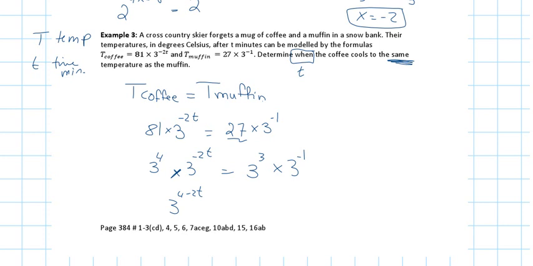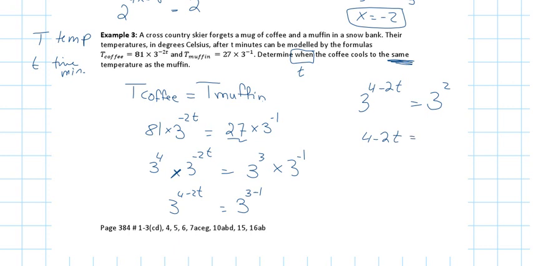For the right side, same thing. I'm going to have to add my exponents. So that's 3 plus negative 1, that's 3 to the power of 3 minus 1, which is 3 squared. Now it looks like the first couple of questions that we've done. So drop the bases. Don't drop the bases if you have more than one on each side. Simplify first. So that would be 4 minus 2t equals 2.